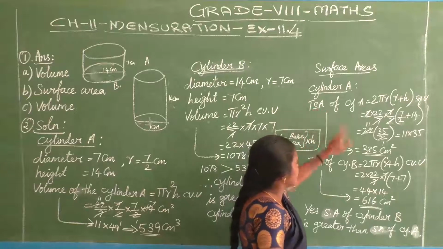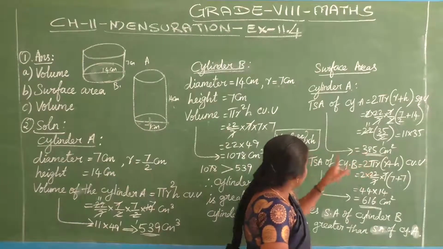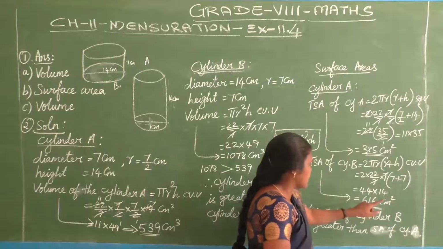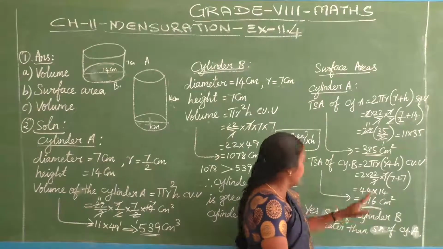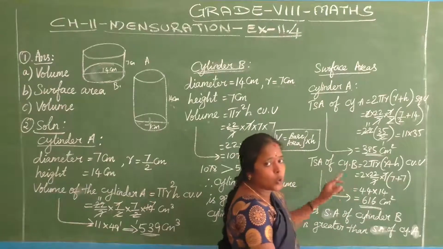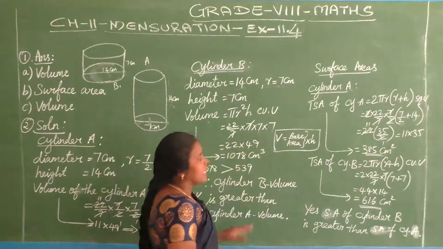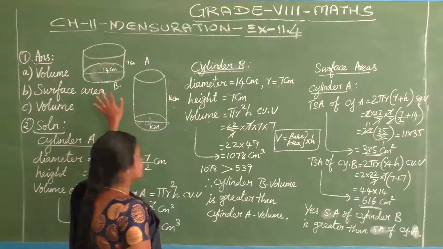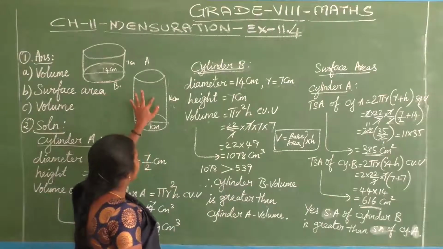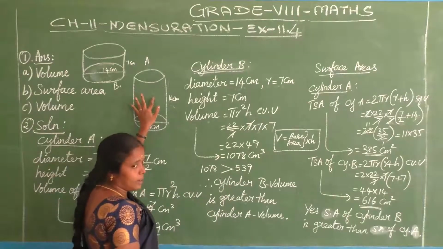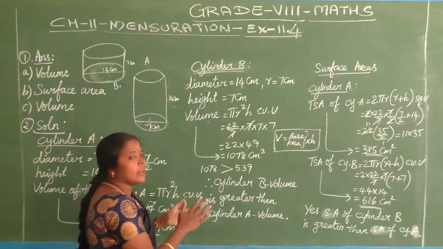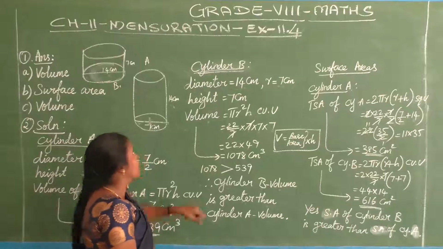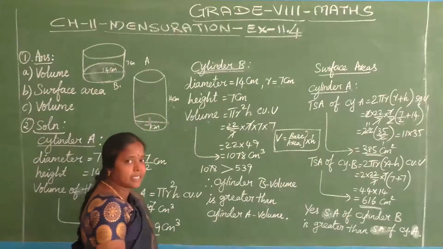Cylinder A TSA is 385. Cylinder B TSA is 616. Which is bigger? Definitely 616 only, nothing but cylinder B. So what do we conclude here? Cylinder B only has greater volume than cylinder A. Cylinder B only has greater surface area also, comparing with cylinder A's surface area.